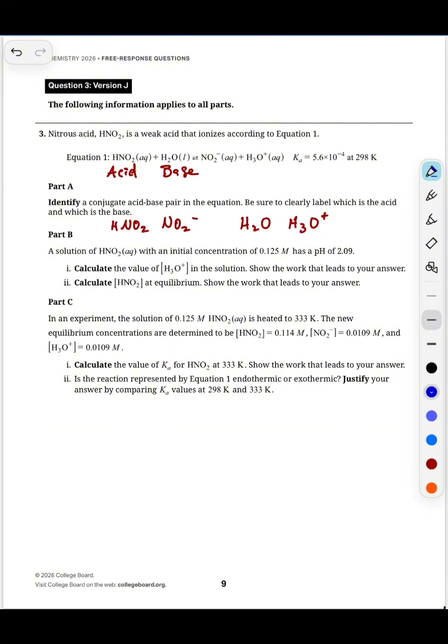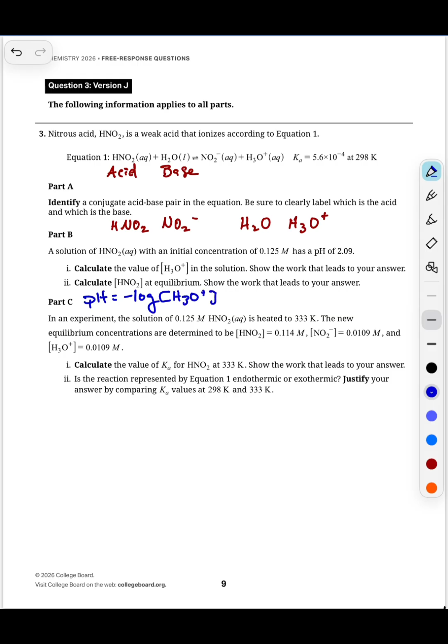For part B, we have 2 individual questions here. For the first one, it says calculate the value of the H3O plus in the solution if we have a molarity of 0.125 and the final pH is going to be 2.09. So we know that to calculate pH, it's equal to the negative log of the concentration of H3O plus.